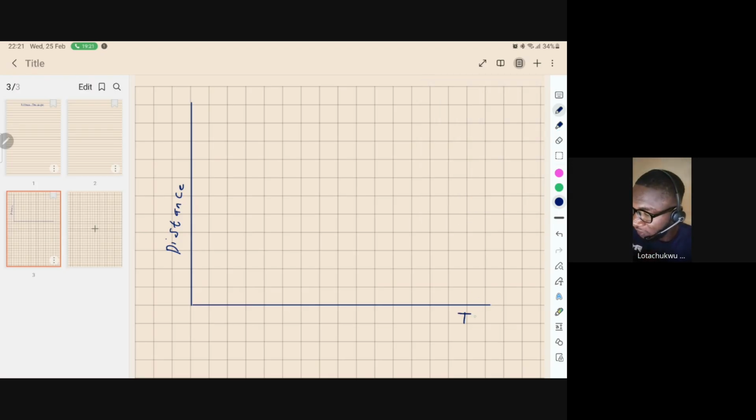So this is your time. Remember, the time can be in seconds, minutes, or hours, depending on what you are given. So now, what are the things I want you to know regarding the distance time graph, right?